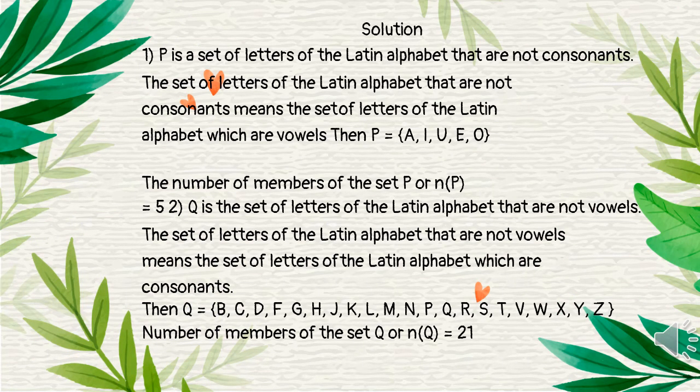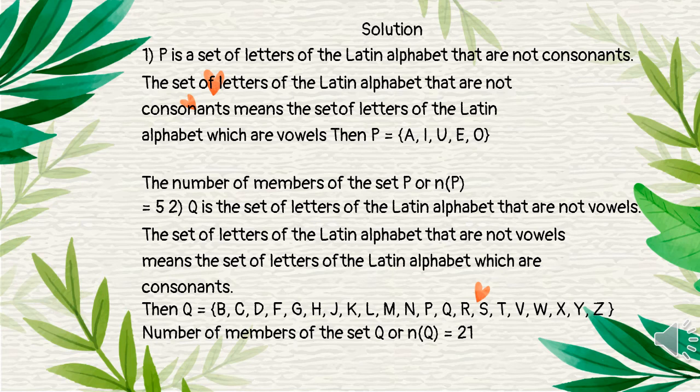Solution. First, P is the set of letters of the Latin alphabet that are not consonants. The set of letters of the Latin alphabet that are not consonants means the set of letters which are vowels. Then P is {A, I, U, E, O}. The number of members of the set P, or n(P), is 5.